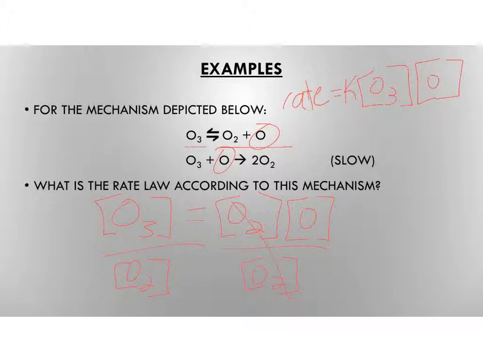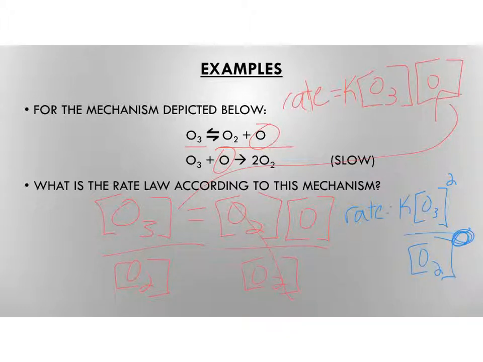Then if I took this and plug it in up here, I end up with my final answer as rate equal K, O3 squared over O2. Okay, so now technically this is a negative first order rate law, right? So you really don't typically see things like this, but things like this can happen. Same process though.